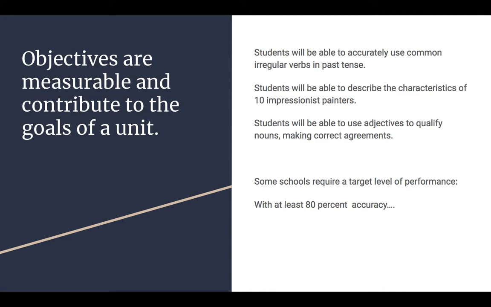Some schools will actually require a target level of performance. So it might say with at least 80% accuracy, students will be able to use common irregular verbs in past tense. So a Spanish class might have that. The second one, students will be able to describe the characteristics of 10 Impressionist painters. They might actually say students will be able to describe at least 3 characteristics presented in 10 Impressionist paintings. The third one, with at least 80% accuracy, students will be able to use adjectives to qualify nouns. So that's something you should be aware of.